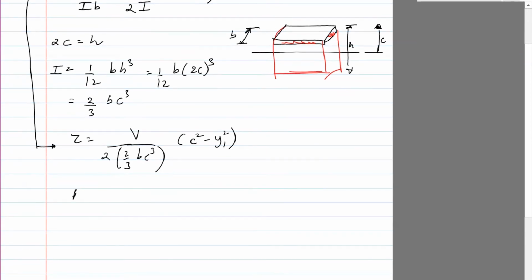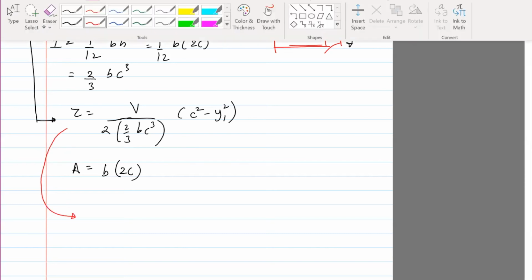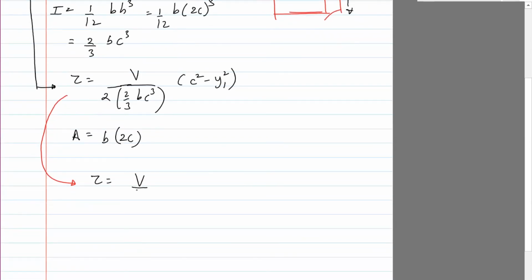Okay, we can do a little bit more simplification. The area of cross section is B times 2C, or B times H, but H is 2C. So B times 2C. And then this formula further reduces to tau equals 3V divided by 2A, where A is the cross-section area, times 1 minus y1 square over c square.